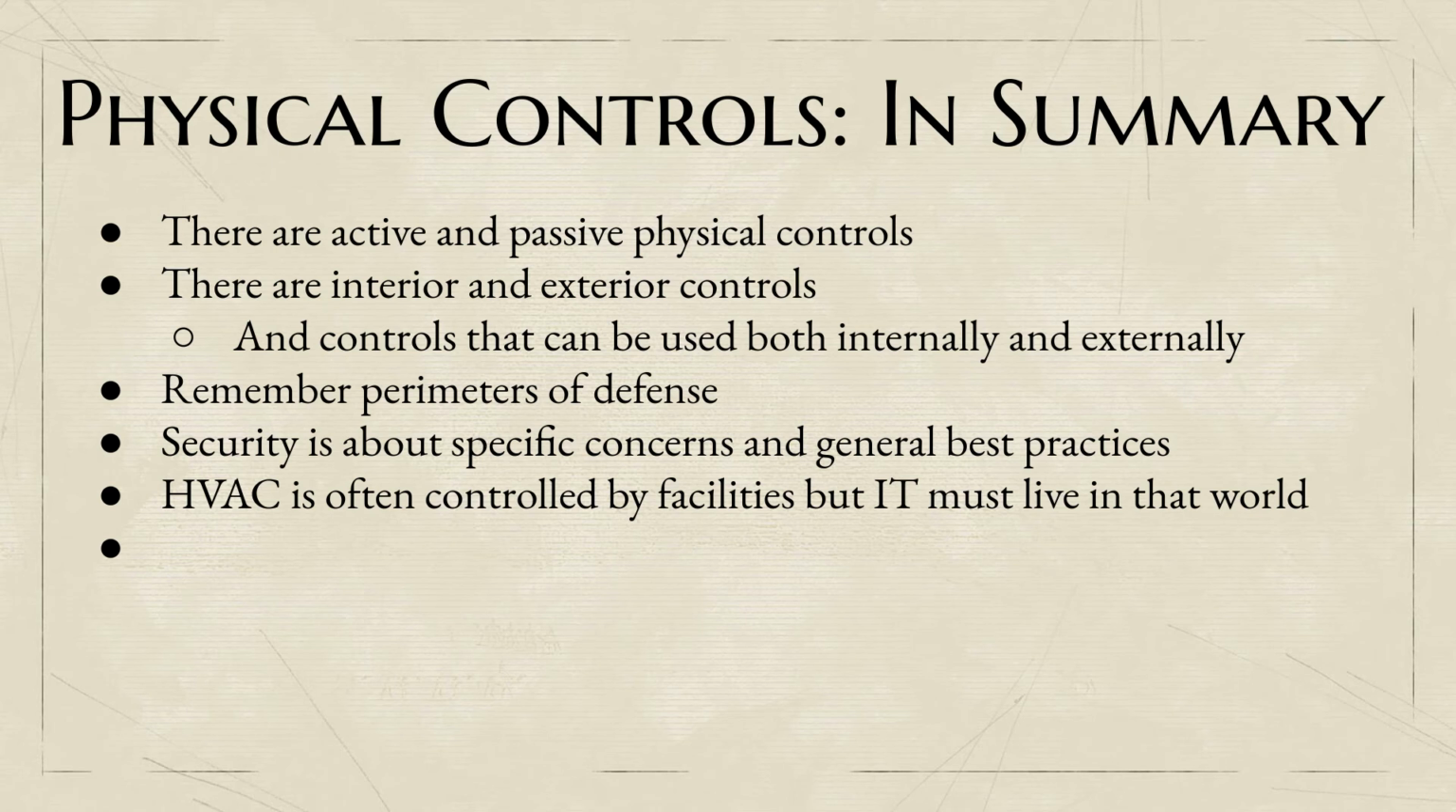So, physical controls. In summary, there are active and passive physical controls. There are interior and exterior physical controls, and controls that could be used both internally and externally. Remember perimeters of defense. Again, we have an outside. We don't want to just simply say, okay, you got inside the building, therefore you are who you say you are, and everything's fine. First of all, Joe from accounting probably doesn't need to be in the server room, right? So even if you are allowed inside the building, we still want to set up interior perimeters, just like we do on the network.